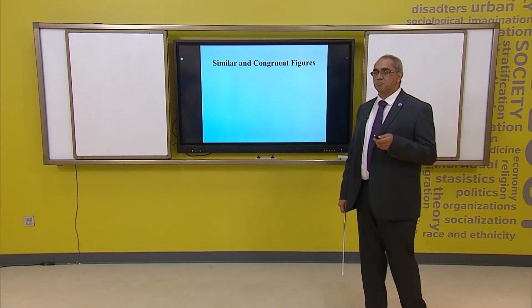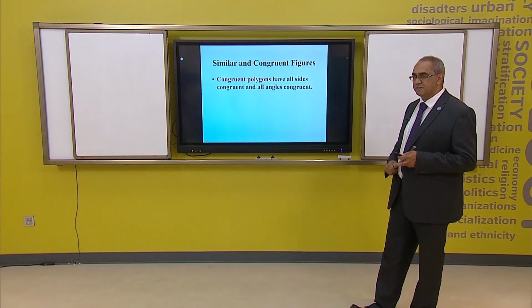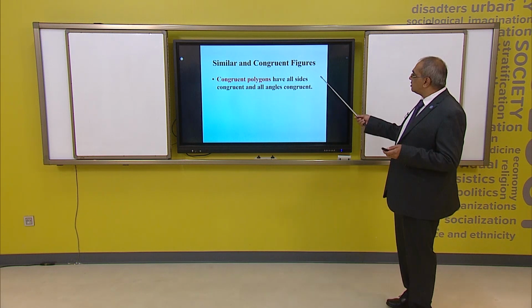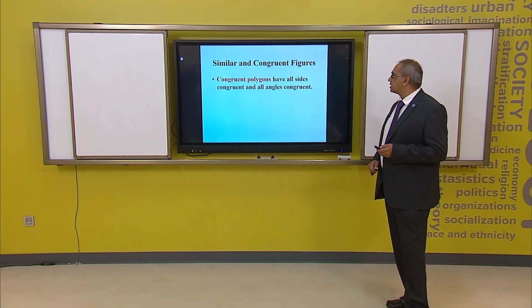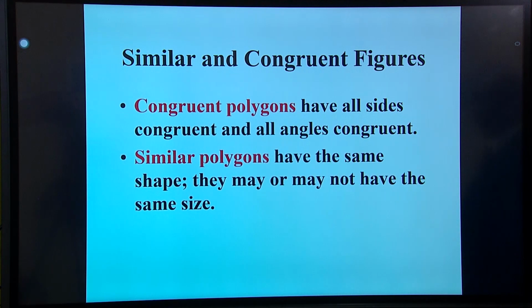Now to get into the skills. Similar and congruent figures. Congruent polygons have all sides congruent and all angles congruent. So there's a funny word that we are throwing out there. I'll come back to that properly just now. Similar polygons, many-sided figures, have the same shape. They may or may not have the same size.